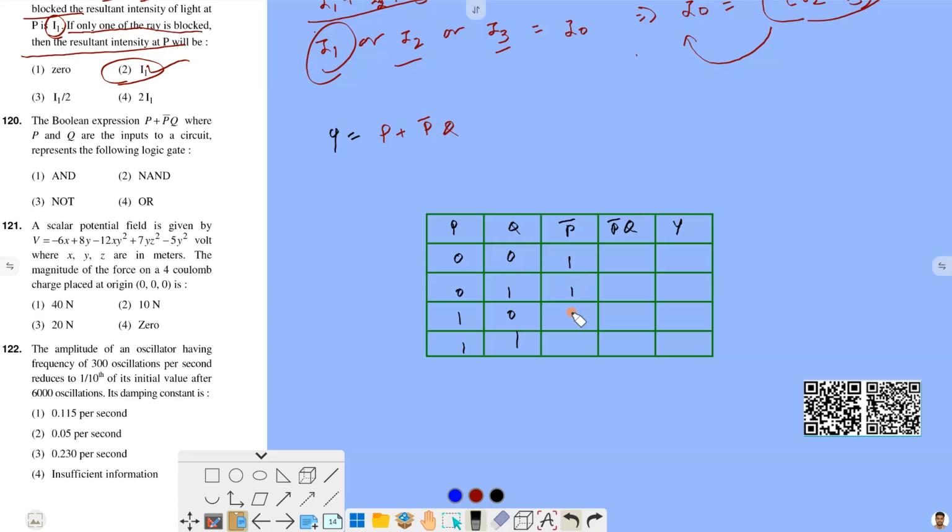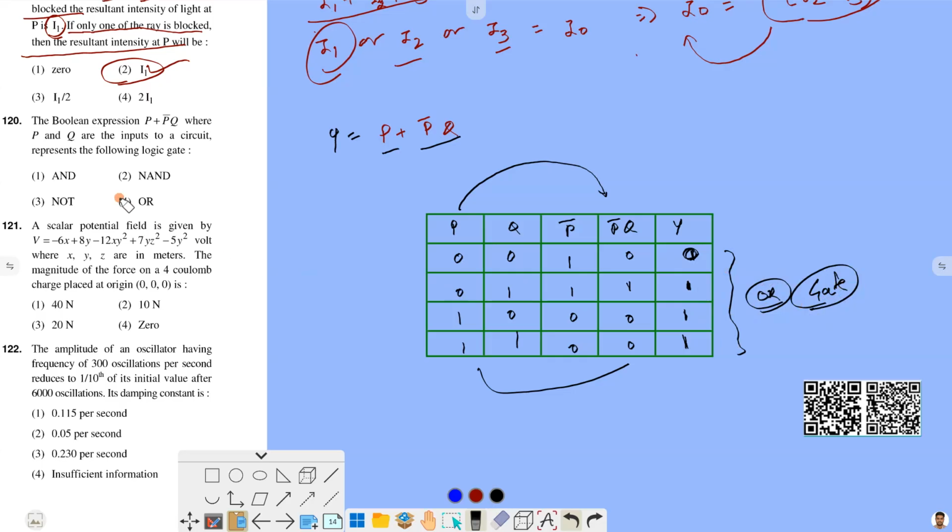Now P bar will be 1, 1, 0, 0. Now P bar into Q will be 0, 1, 0, 0. Oh, sorry. We have to add P plus P bar Q. So 0 plus 0, 0. 0 plus 1, 1. 1 plus 0, 1. And the last is 1. And this is the table of an OR gate. This result matches with the OR gate. So the answer will be option 4, that is OR gate.